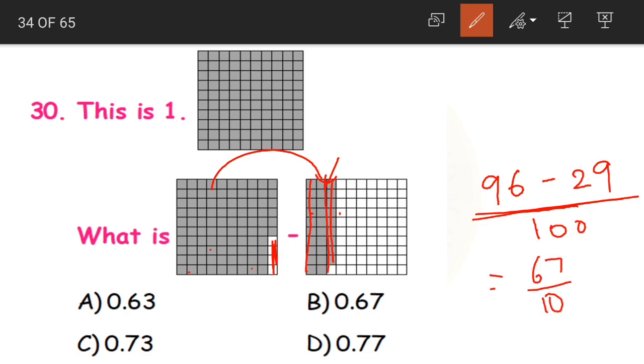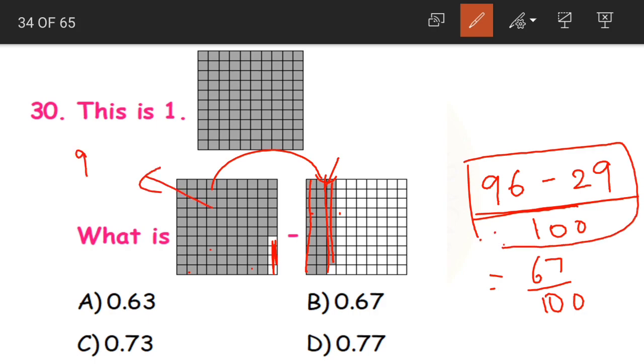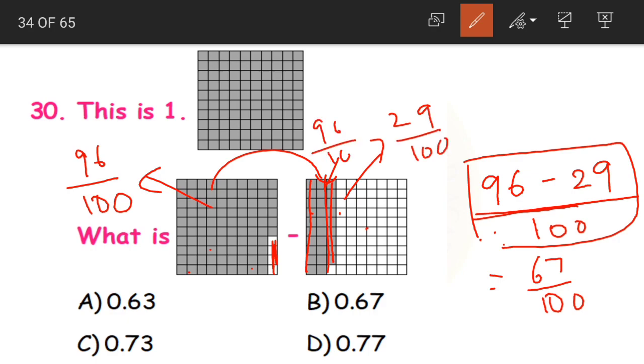67 divided by 100. Here I have taken direct subtraction. If you are confused with this, first write the fraction for this. It will be 96 by 100. Then the fraction for this figure would be 29 by 100. Then you can subtract the both. 96 by 100 minus 29 by 100, which will be equal to 67 by 100.